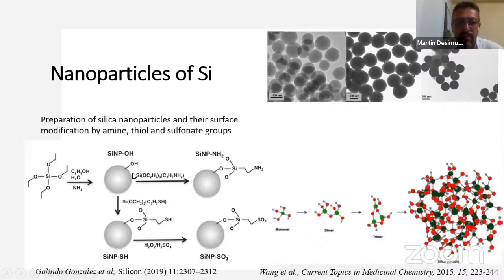The interesting thing of these nanoparticles is that we can make different surface modifications, and we can have nanoparticles with silanol groups, nanoparticles with amine functional groups on the surface. This is very interesting because we can have nanoparticles with different behavior. These particles possess a negative zeta potential, and this one possesses a positive zeta potential at neutral pH. And we can make other kinds of modification, for example, introduce thiol groups or sulfonate groups. So the chemistry at the nanoscale is well known, and everybody can take advantage of these nanoparticles.